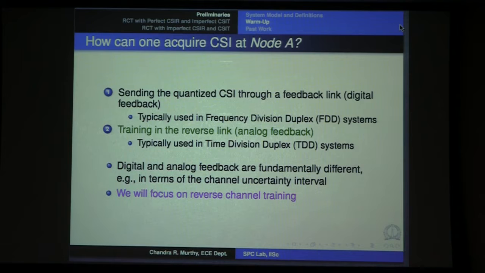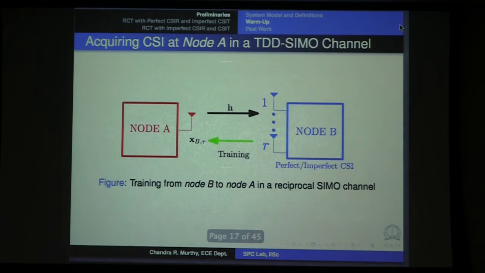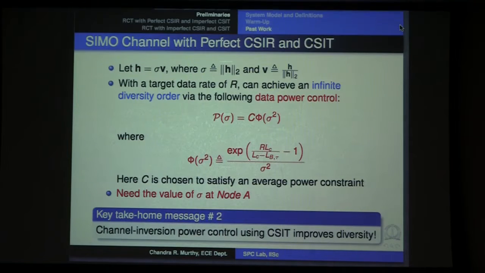In this work, we will focus, as I said, on reverse channel training. So this is the model. The channel between the transmitter and receiver is H, and you have training, which we will denote X_B,τ. Tau, or T, stands for training in the reverse link. So first of all, if this training was done at infinite power, then you could acquire perfect channel state information at both the receiver and transmitter. A pertinent question to ask is, what is the diversity multiplexing gain trade-off of such a channel?